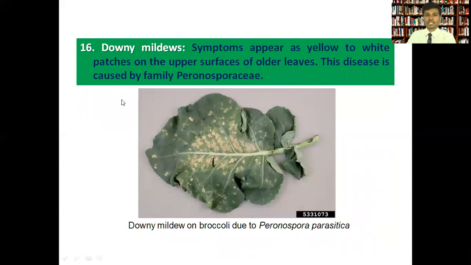Then downy mildew disease. The next symptom is downy mildew. Symptoms appear as yellow to white patches on the upper surface of the older leaves. This disease is caused by the family Peronosporaceae. You can see the downy mildew disease on broccoli due to the attack of the pathogen Peronospora parasitica.